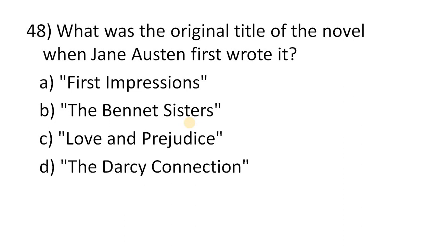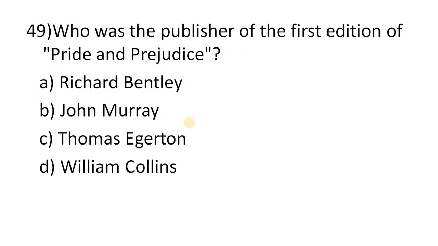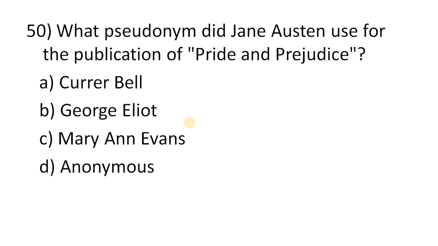48. What was the original title of the novel when Jane Austen first wrote it? First Impressions, The Bennet Sisters, Love and Prejudice, and The Darcy Connection. So the right option will be A, First Impressions. 49. Who was the publisher of the first edition of Pride and Prejudice? A. Richard Bentley, B. John Murray, C. Thomas Egerton, D. William Collins. And the correct answer will be Thomas Egerton. 50. What pseudonym did Jane Austen use for the publication of Pride and Prejudice? A. Currer Bell, B. George Eliot, C. Marian Evans, D. Anonymous. So the right answer will be Anonymous.